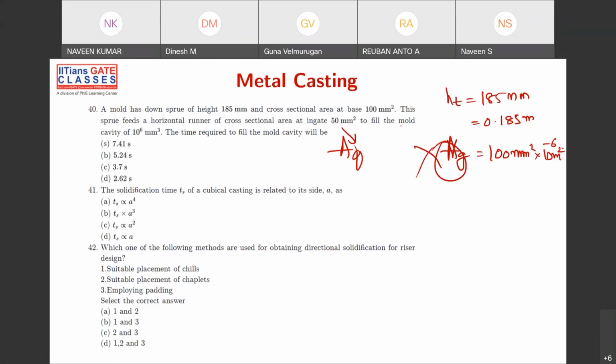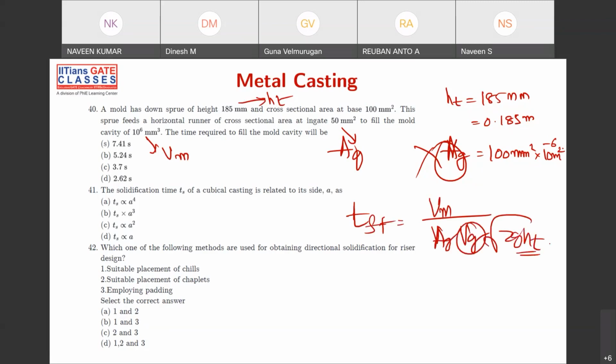And the volume of the cavity to be filled is given here. Time required to fill the cavity. Okay, so area of gate is given, volume of mold is given, and HT is given. Then he is asking what is the time required. It is simple. TFT is equal to volume of the mold by AG into VG. You can use this formula. VG is under root 2 g HT. Usually you can calculate this.